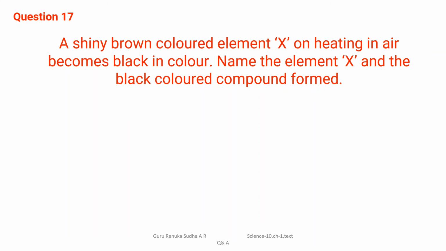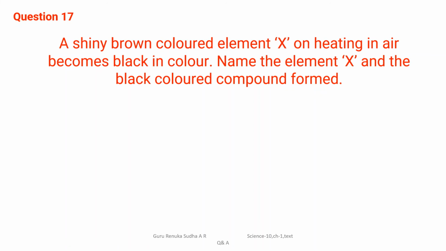A shiny brown colored element X. They have not given any element name, but they have represented that element in terms of X. On heating in air it becomes black in color. Name the element X and the black colored compound formed. That element name you have to find out. See here, according to that, I have written the information like this.